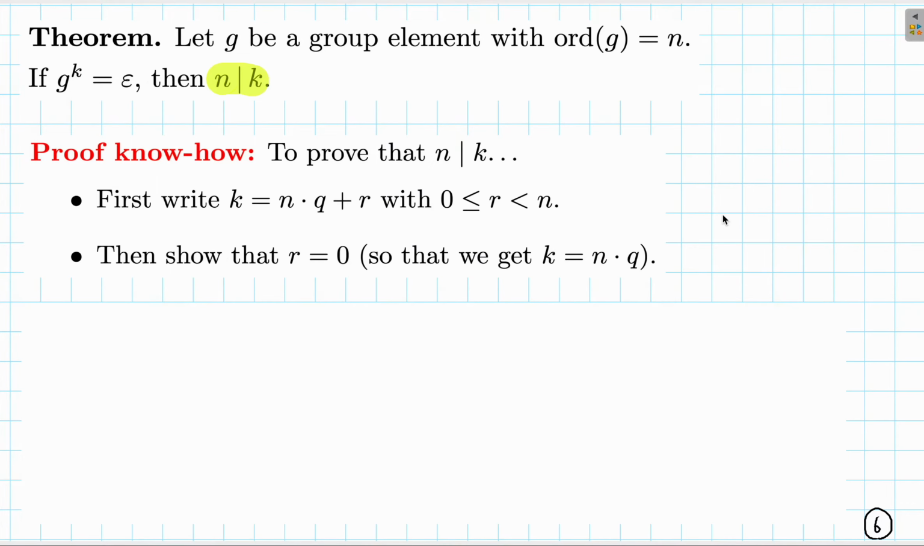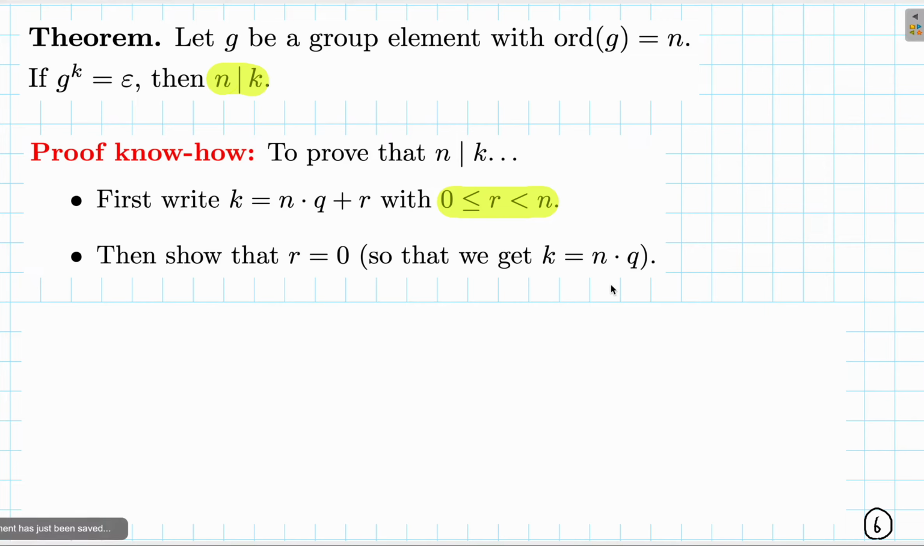And so more precisely, we can use the division algorithm to write k is equal to n times a quotient q plus a remainder r with this appropriate restriction on the remainder. And then we show that r is 0, because then this term goes away. We're left with k is n times q, and therefore n is a divisor of k.